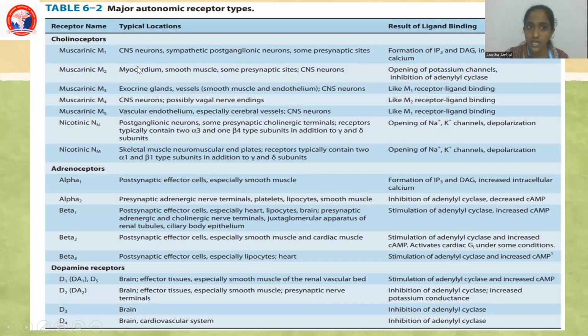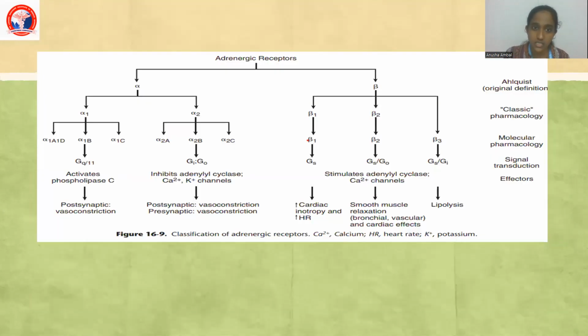So on the myocardium is M2. M2 is for myocardium, beta 1 is for myocardium. This is just how it has its action via the adenyl cyclase pathway or phospholipase pathway. So those concepts.